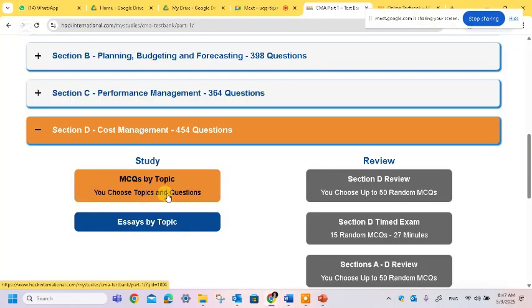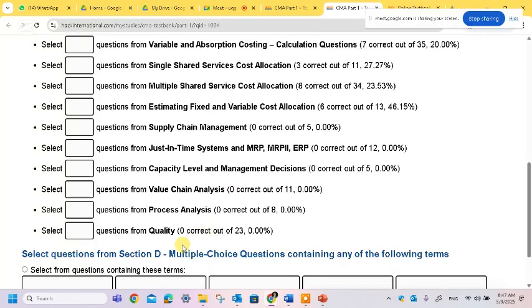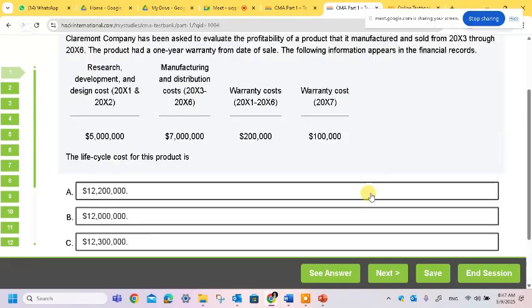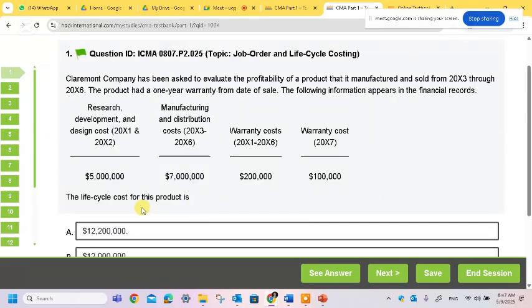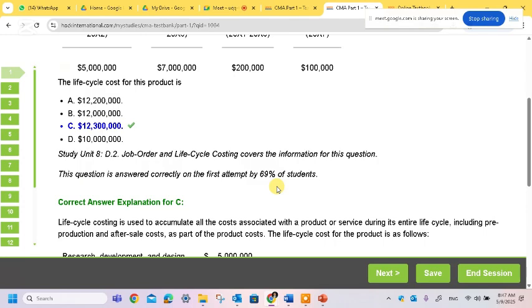Short topics, you don't have calculations in them, short ones. Job order, life cycle, there are 17 questions. Life cycle cost for the product is simple, add up everything. 5 million, 7 million, so that is 12, 3. Very simple, right?